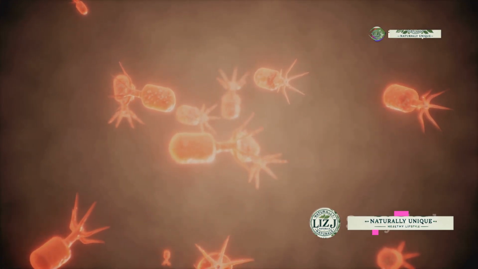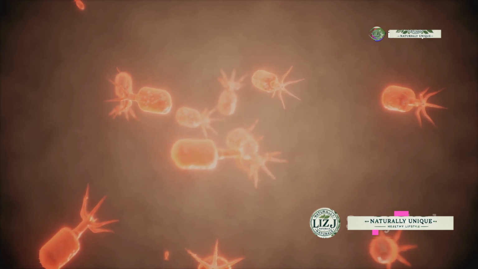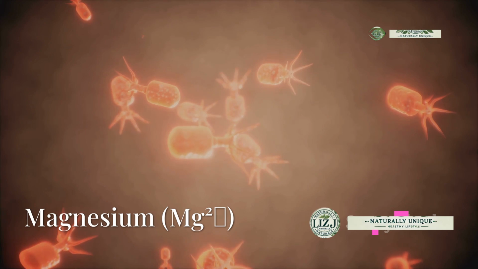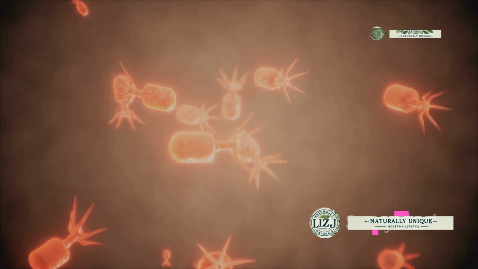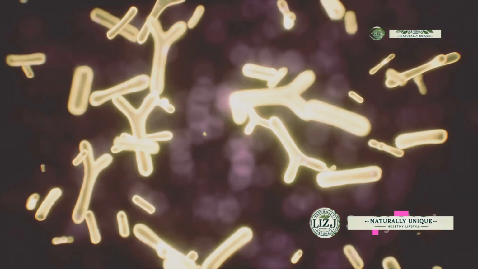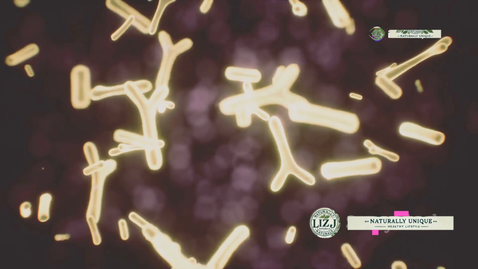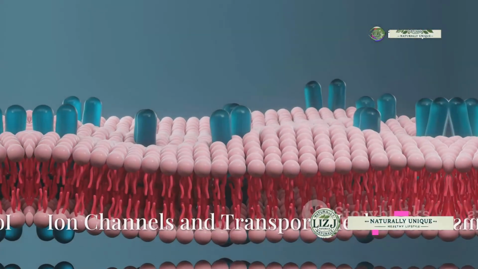Chloride, or Cl-, stabilizes membrane potential and prevents excessive excitability. Magnesium, or Mg2+, regulates ATP-dependent ion pumps. It also helps in muscle relaxation and prevents excessive contraction.